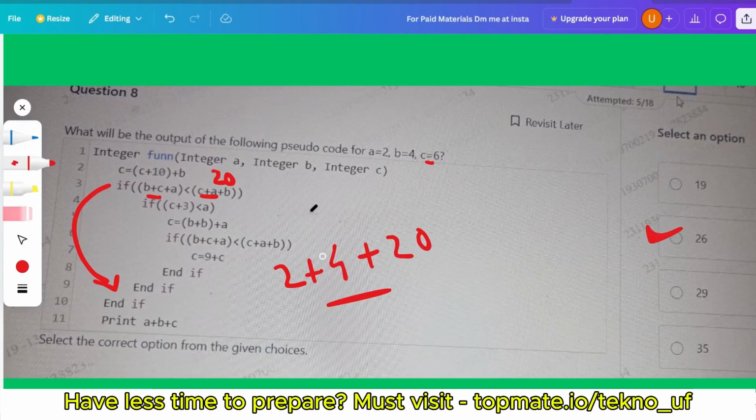So I hope you guys understood it. As you can see here also, the total number of lines in the question is 11. How many lines do you have to calculate? Only three lines, and only A plus B plus C, just the sum, nothing else. So don't be afraid of pseudocode questions. Okay, so let me go to the next question.